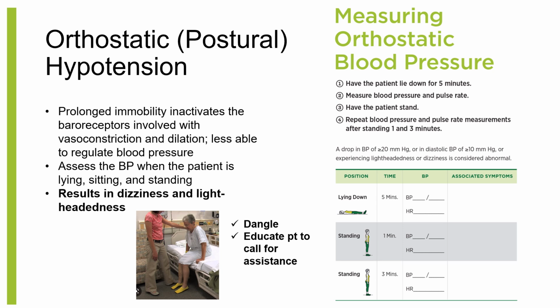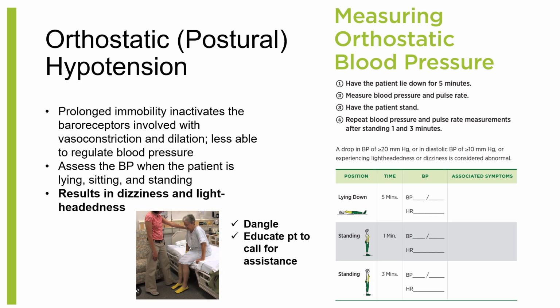So when you have a patient in bed and you sit them up after they've been immobile for a while, the blood pressure is going to drop significantly because the body just can't regulate the constricting of those blood vessels, and they can become dizzy and lightheaded. They can fall, definitely high fall risk. So how do you measure an orthostatic blood pressure?